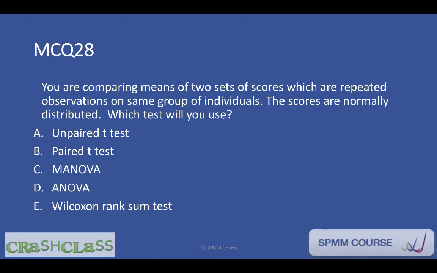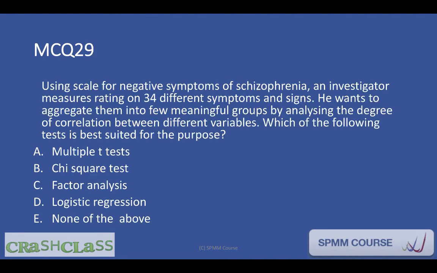So what would you do here? Same group of individuals. So everybody is being observed twice on the same value. So this is going to be a paired t-test. Okay, so the answer is B, paired t-test.